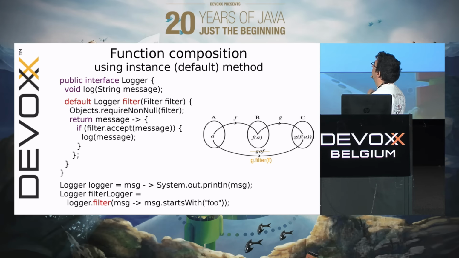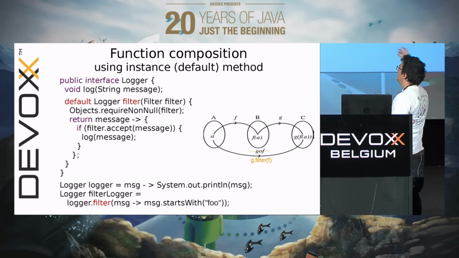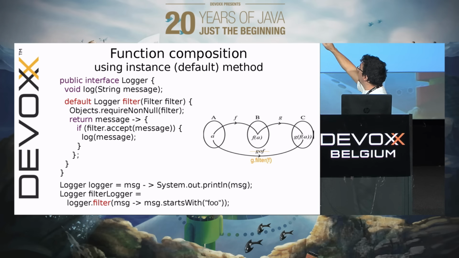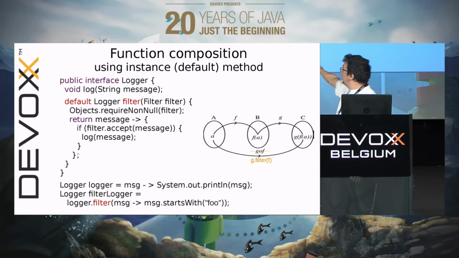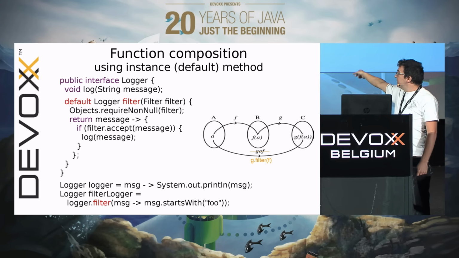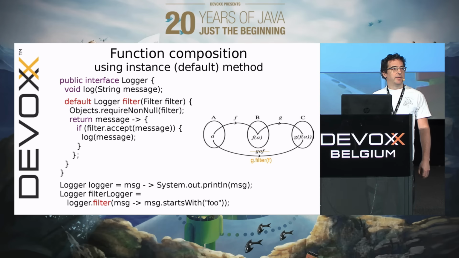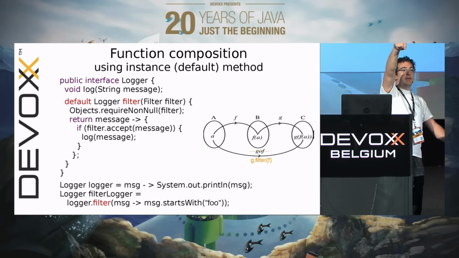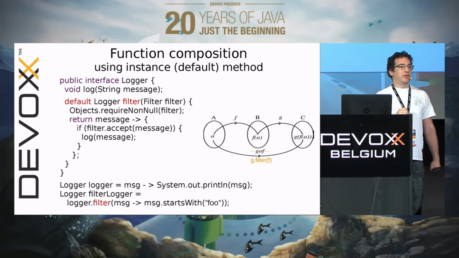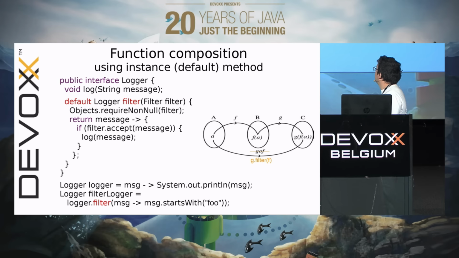So if I want to implement a method in my interface, I will use a default method, filter, that takes a filter and returns a logger, and I will implement it using a lambda. The thing which is nice with this is that when I call it, I take my logger, call filter on it, and get a new logger in return. From the client's point of view, I have my logger, I type dot, control space, and I find filter directly on it.